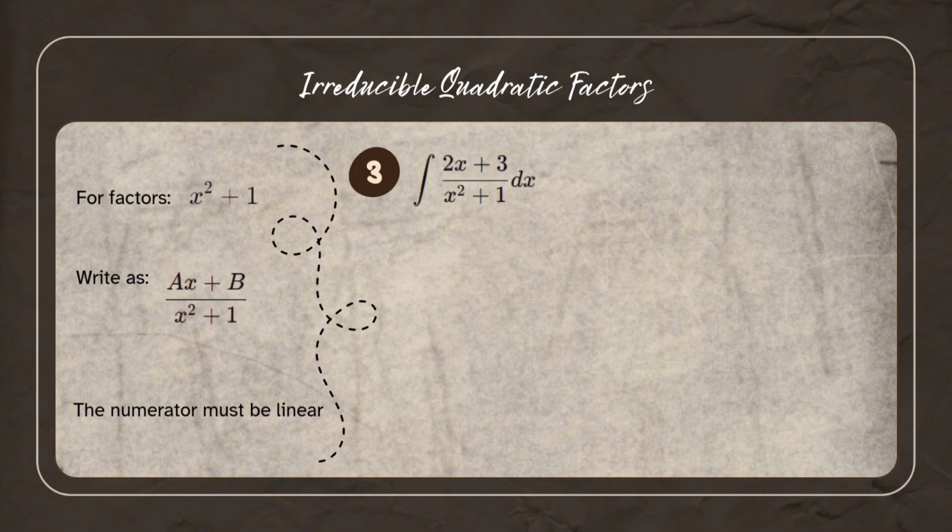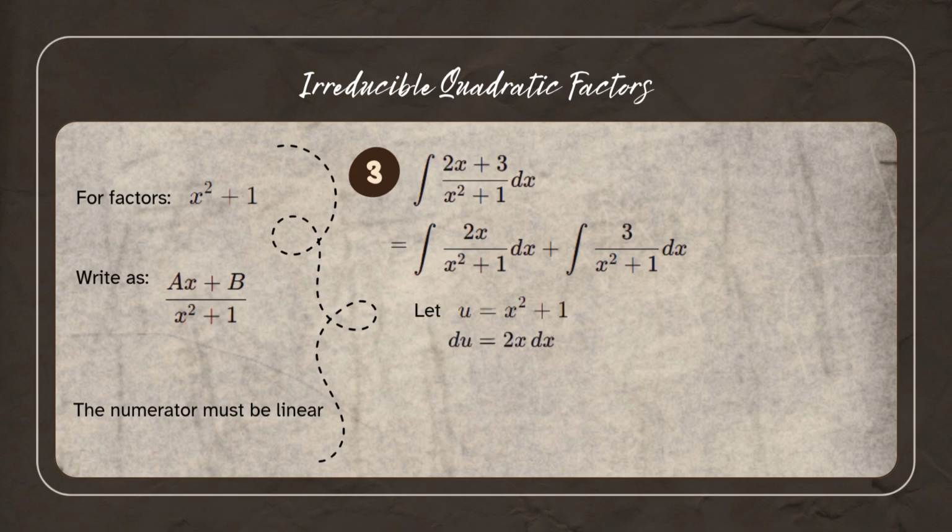If you have an integral of (2x plus 3) over (x to the power of 2 plus 1) dx, you need to separate the integral. So the first integral is 2x over (x to the power of 2 plus 1) dx, and the second integral is 3 over (x to the power of 2 plus 1) dx. Now we need to calculate the first integral.